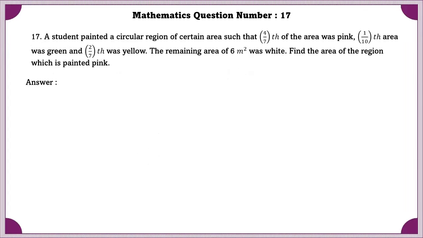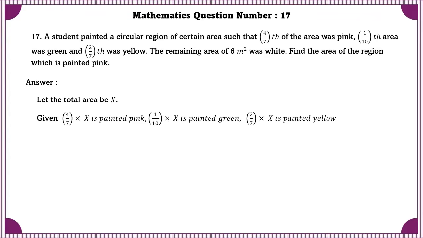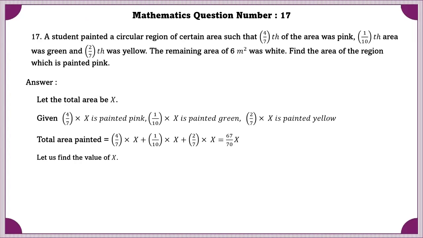Mathematics question number 17. A student painted a circular region of a certain area such that 4/7 of the area was pink, 1/10 of the area was green, and 2/7 was yellow. The remaining area of 6 meters square was white. Find the area of the region which is painted pink. Let the total area be x. Given 4/7 into x is painted pink, 1/10 into x is painted green, 2/7 into x is painted yellow. Total area painted is equal to the addition of all of these.